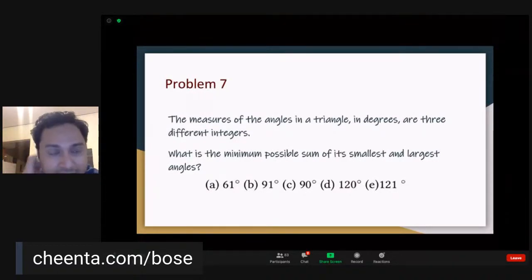The angles are three different integers. What is the minimum possible sum of its largest and the smallest angle?